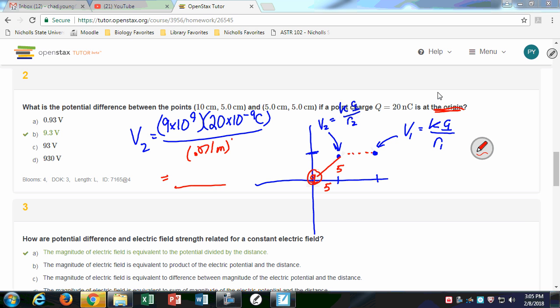So you calculate this V2, and then you calculate this V1, and then just take the difference between them. V2 is going to be the bigger of the two because you're closer to the charge. R is small, so V2 is bigger.